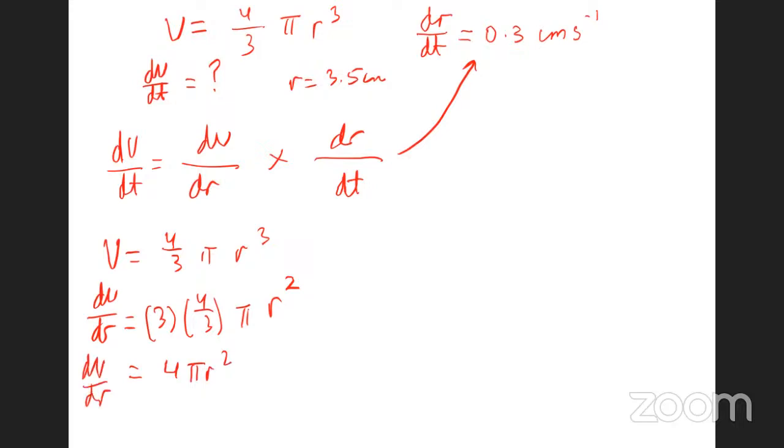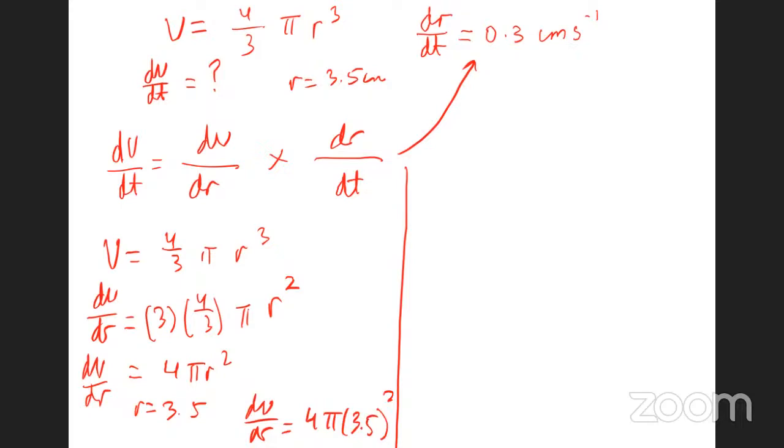Right? So since we have dV/dr, we just need to get the actual value. So when r is 3.5, dV/dr is equal to 4π times 3.5 squared, right? I'll leave it at that for now. That is 49π.